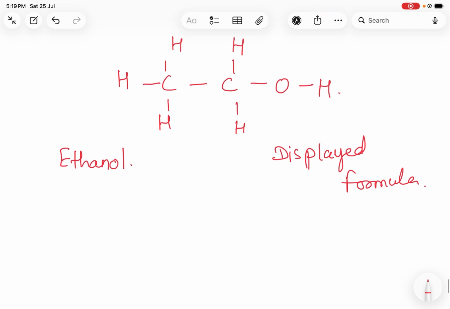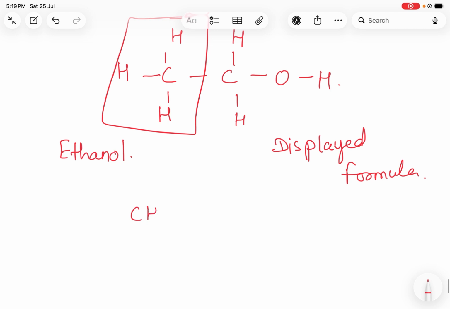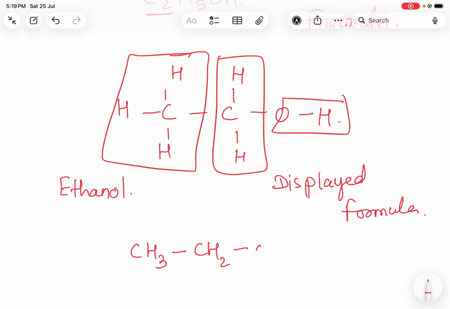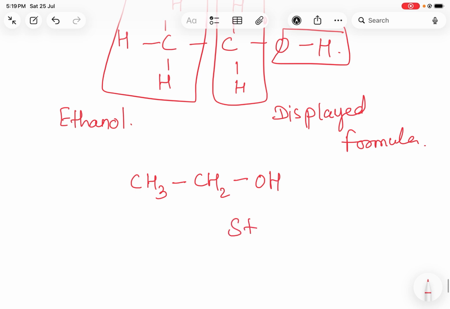How to write the structural formula? As I told you, we will do it step by step. We have this carbon first. We have one carbon and three hydrogens, a bond, then we have CH2, a bond, and then we have OH. So CH3CH2OH is the structural formula for ethanol.